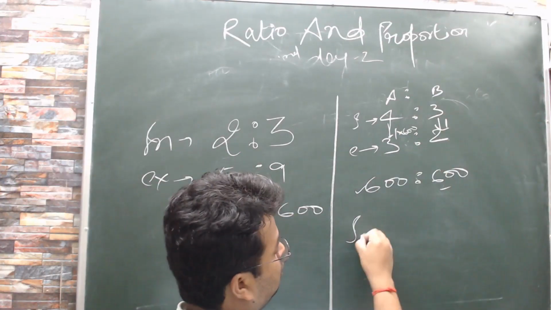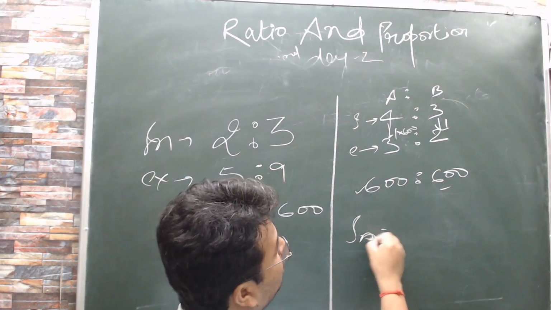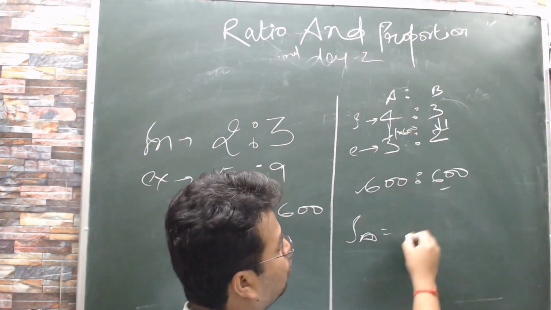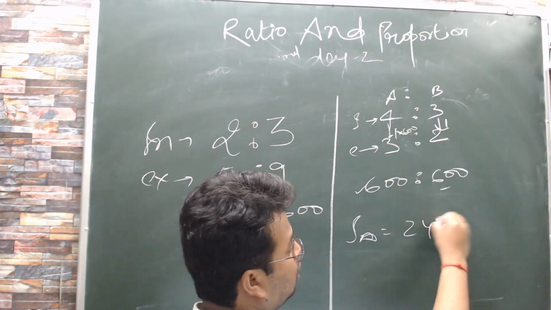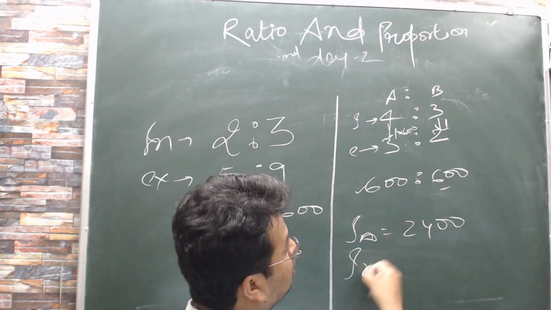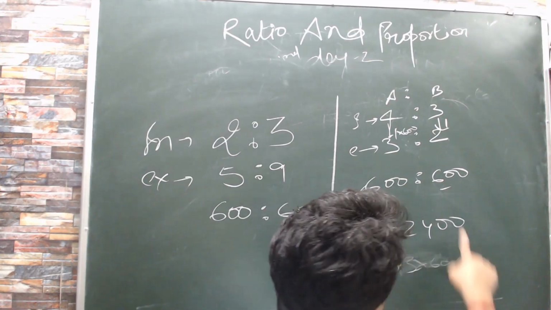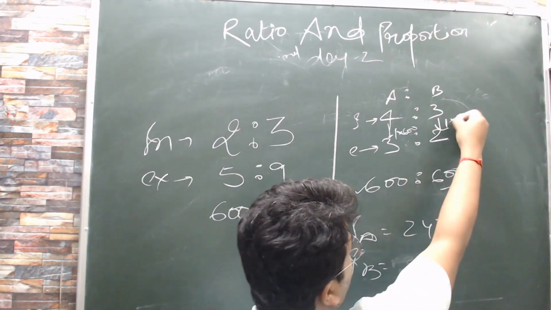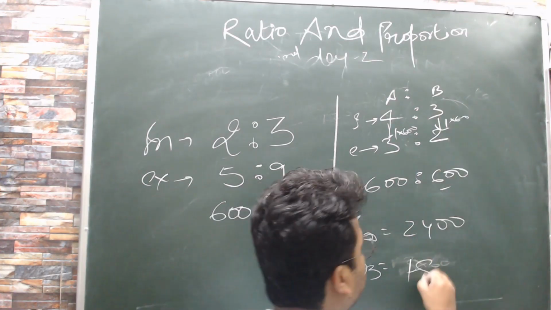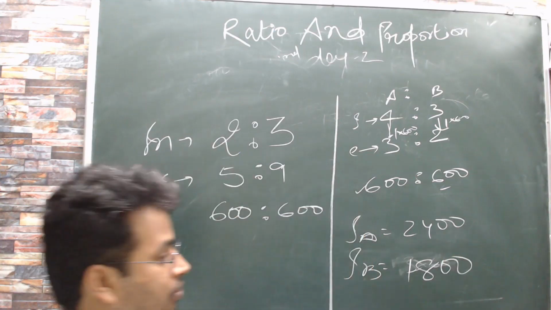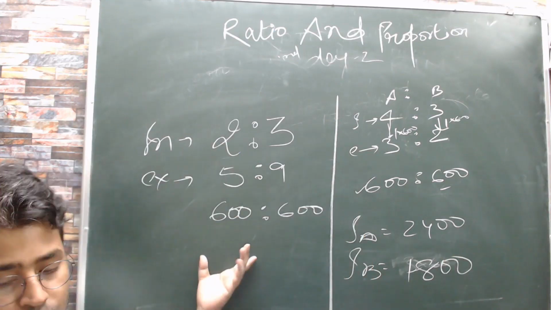So the income of A is 600 into 4, 2400. Income of B, 3 into 600, 1800. So this is the income of A and B. Now you will move to the other question.